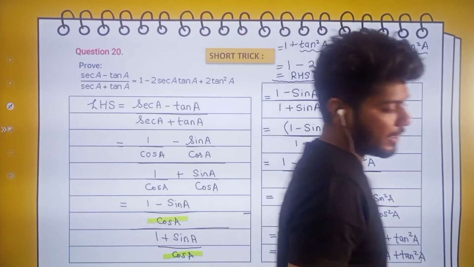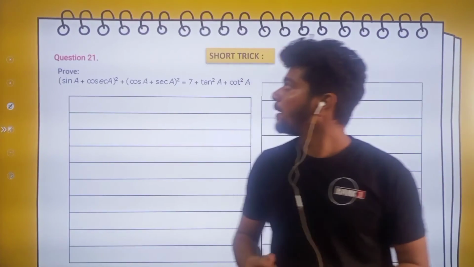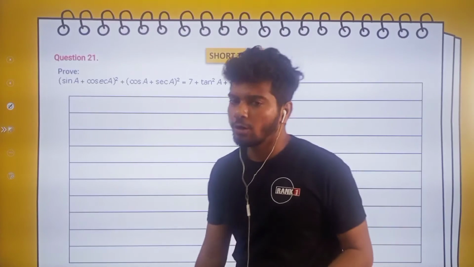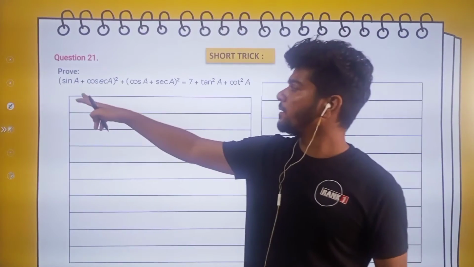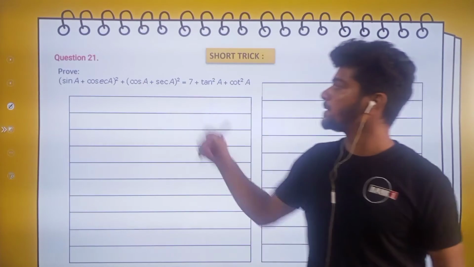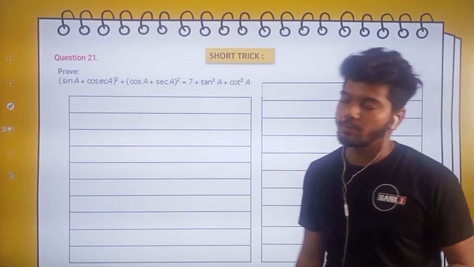Now we can proceed with the next sum. Alright, give it a try. 21st sum. Pause the video and give it a try. Do not hurry. What is the given part? Sin a plus cosec a the whole square plus cos a plus sec a the whole square is equal to 7 plus tan square a plus cot square a.